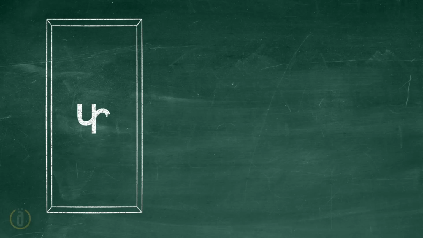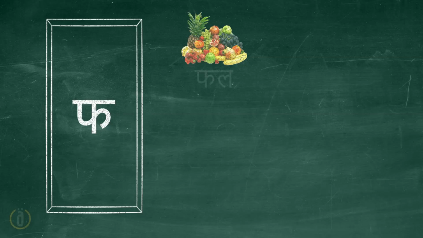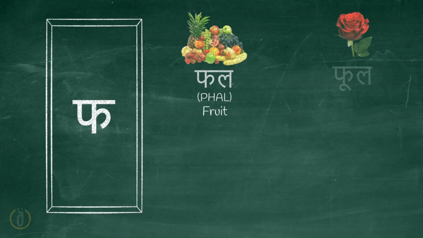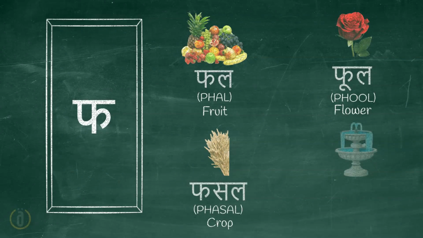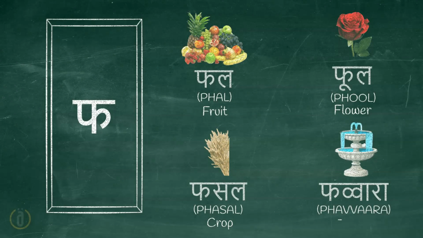Now, let us learn some words starting with pha. Phal, fruit. Phool, flower. Fasal, crop. Fawwara, fountain.